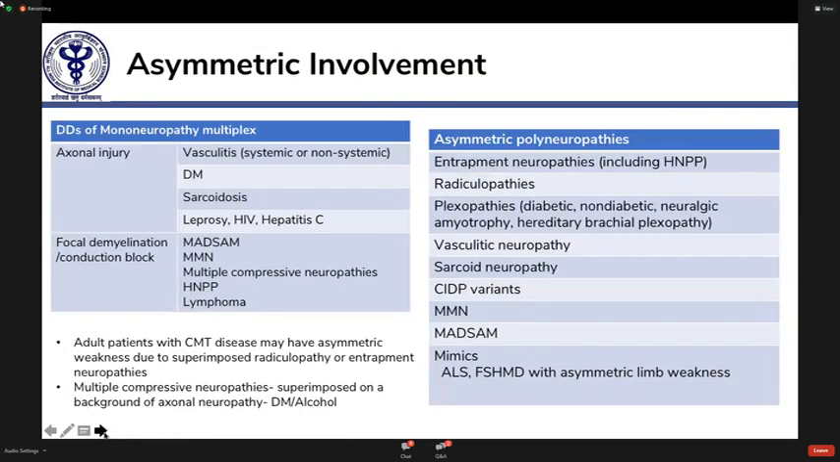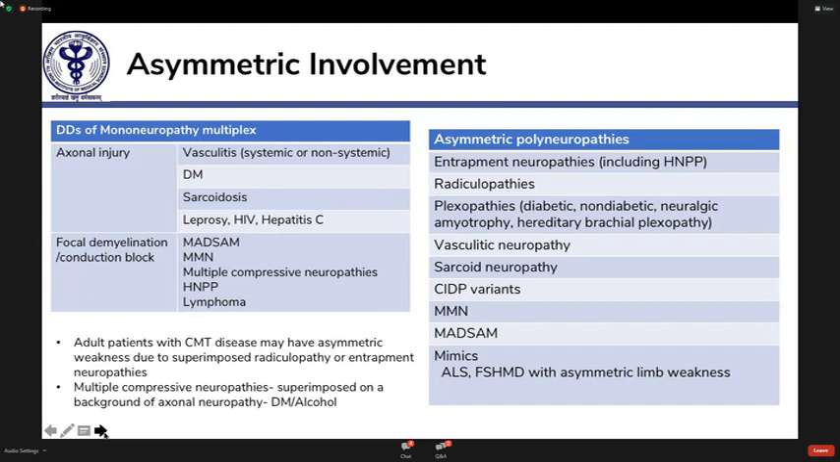The differentials of an asymmetric involvement like mononeuritis could be axonal or a focal demyelination. Axonal causes, as I told, are vasculitis, diabetes, sarcoid, leprosy, and infections, which are mostly axonal. Demyelinating causes can be MADSAM, MMN, multiple compressive neuropathies, HNPP, and lymphoma can also present with demyelinating neuropathies. All the same things can cause asymmetric polyneuropathies. When you have a focal presentation, always consider mimics like ALS or FSHD, which can present with an asymmetrical pure motor presentation. Always keep these differentials in the back of your mind.